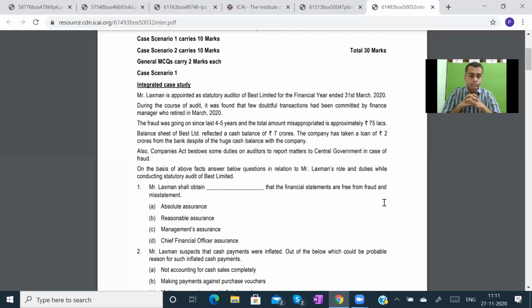So can I read the question? Yes, the questions. Continue, please. Mr. Lakshman shall obtain dash that the financial statements are free from fraud and misstatement.